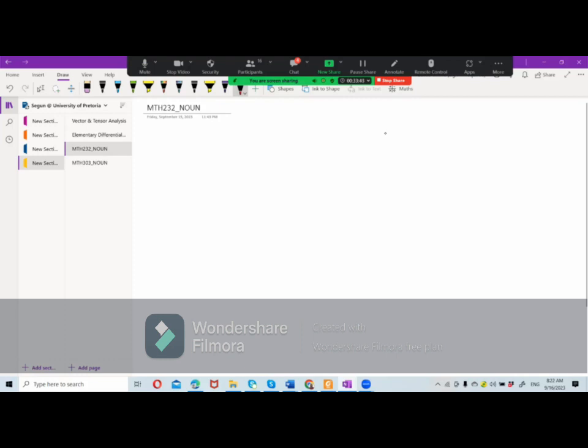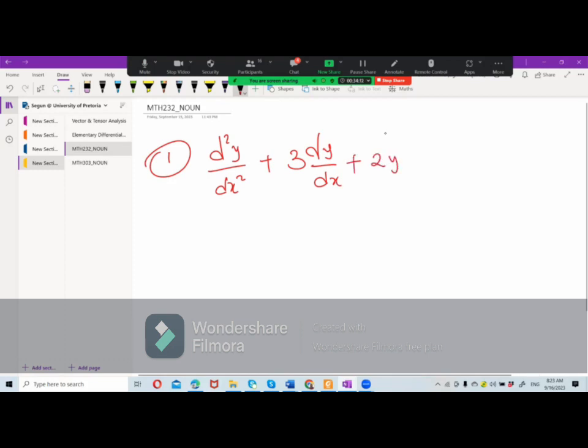So let me give us this equation. Look at this equation. If I ask you to determine which of the following are ordinary differential equations: number one, I have d squared y over dx squared plus 3 dy/dx plus 2y equals 0. Number two, I have the partial derivative of z with respect to x equals z plus x times the partial derivative of z with respect to y.